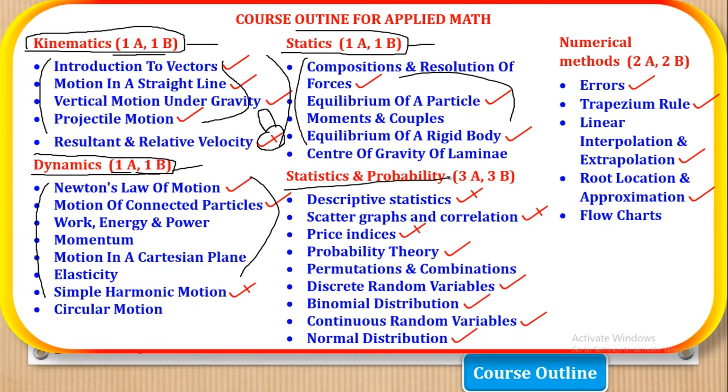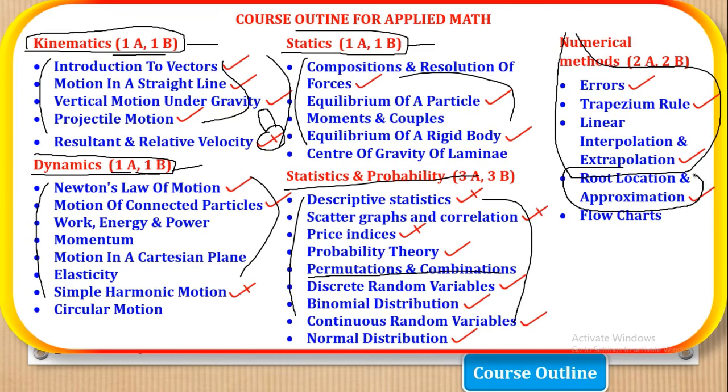Then for probability and statistics, this is the coverage, and these are the topics, and the pending topic is permutation and combination. For numerical methods, we have so far covered these first 3, and in this video we are going to add root location and approximation, and we shall be left with only one topic, flow charts, to complete this section and be sure for 2 questions in section A and 2 questions in section B in your UNEB or in any standard paper like a mock paper.